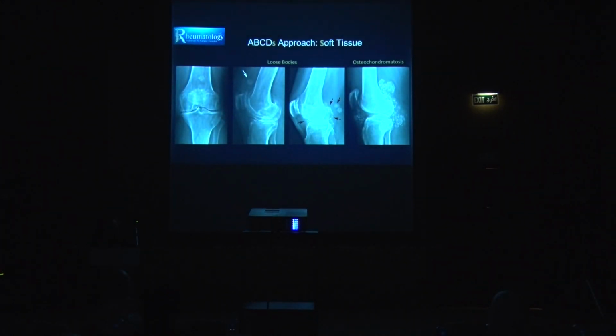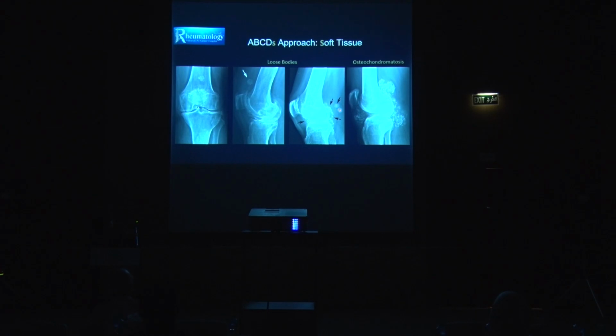Now another thing in soft tissue is something we call loose bodies. Loose bodies happen in patients with osteoarthritis, usually of the knee. These are fragments of the bone or fragments of the cartilage. They get detached from the joint. If it's cartilage, it gets detached from the cartilage, or it gets detached from the bone. And then it moves freely inside the joint. It's like swimming inside the joint. These small fragments move inside the joint.